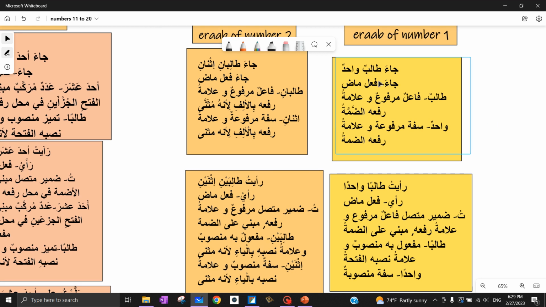Ja'a taliban wahidun. Ja'a fi'l madi. Talib is fa'ilun marfu'un wa alamatu raf'ihi ad-dhammatu. Simple, because after the fi'l comes the fa'il. That's why here you can see it's carrying a dhamma. So when it is in the fa'il case, it's a simple I'rab: fa'ilun marfu'un, alamatu raf'ihi dhamma, carrying a dhamma over it. Wahidun sifatun marfu'atun wa alamatu raf'ihi ad-dhammatu. Why marfu'atun? Because sifa is a feminine noun. That's why marfu'atun with a ta marbuta.